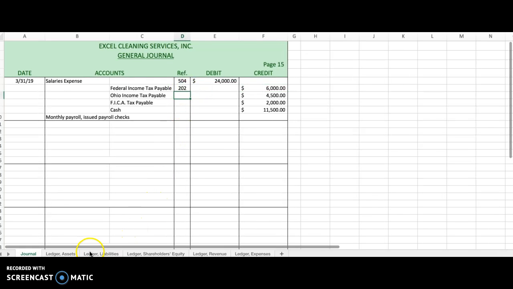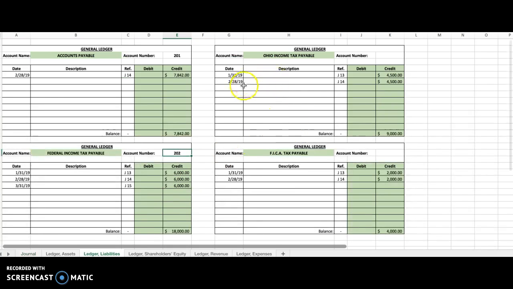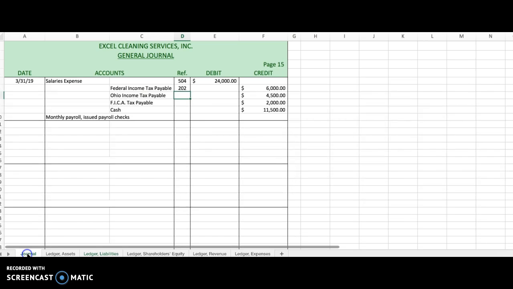Do the same thing with the Ohio income tax payable. Again, journal page 15, and it's the same amount. Now, these amounts could vary depending on a number of things with the business, employees coming and going, that sort of thing. But we'll make it simple here and keep the numbers the same. This account should have a number. And let's put these in. That should be account 203. This should be account 204. And now we put the money into Ohio income tax payable, and let's take the account number back to the journal.